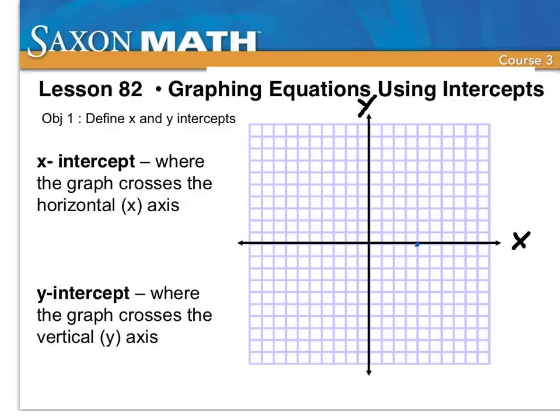Let's say that we have a graph that looks like this. And then we're going to just go ahead and connect this with a line here. Our x-intercept is where the graph crosses the x-axis, so that's right here in blue. In this case, we'll write that as an ordered pair. That is the point 1, 2, 3, 4, and 0.